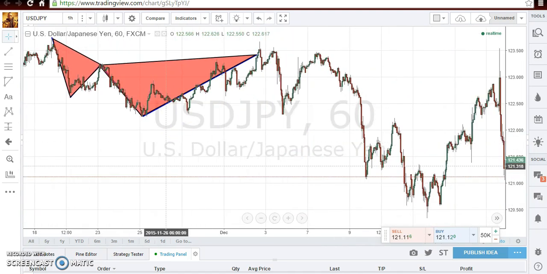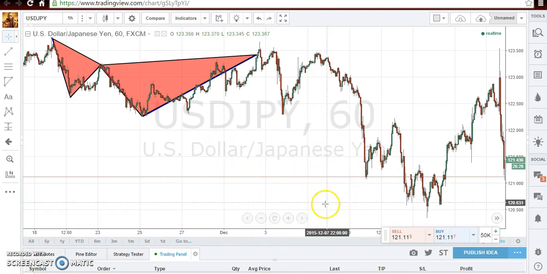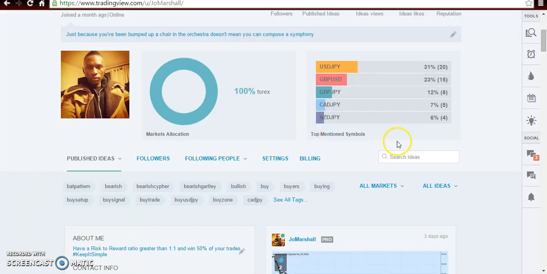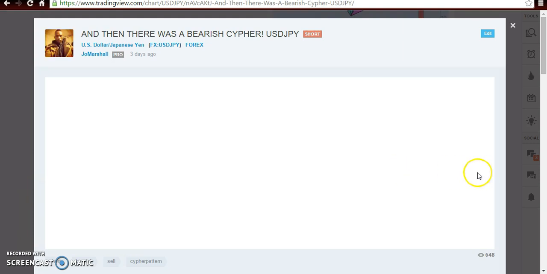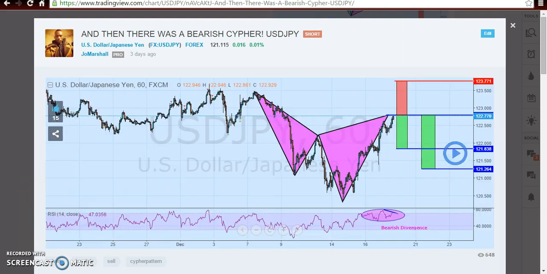So the next thing I'm going to do is show you guys an example where I placed a trade using the cipher pattern on TradingView, and where I used that in combination with my RSI, and then I'm going to show you guys what happened. Okay, so let's go over to TradingView on my profile. Okay, so this is a trade that I took on Friday.